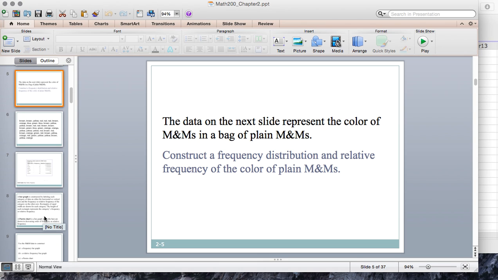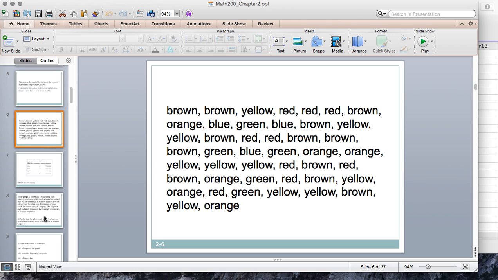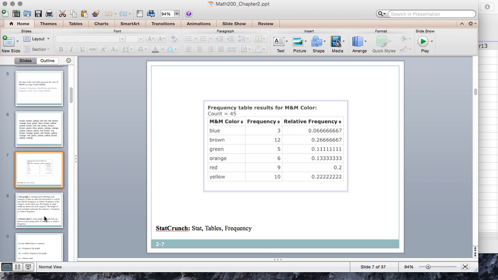So we're going to look at this data for M&Ms, and we just have the colors of M&Ms in a bag of plain M&Ms, and we want to construct a frequency distribution and a relative frequency distribution for the color of the plain M&Ms. So this is how the data originally looks, okay? And this is how we want it to look. So I'm going to show you guys how to get this.